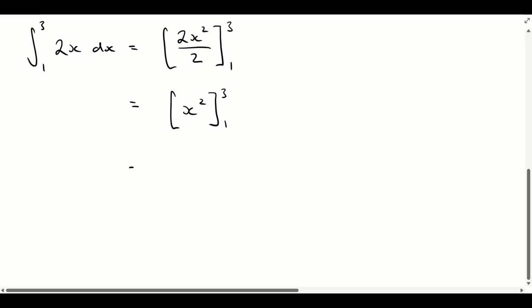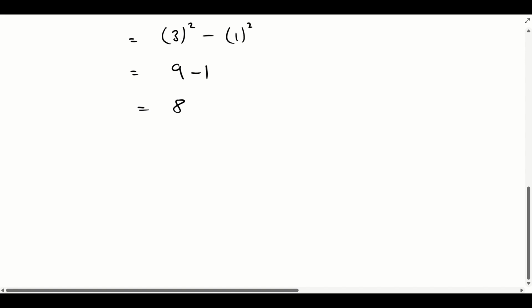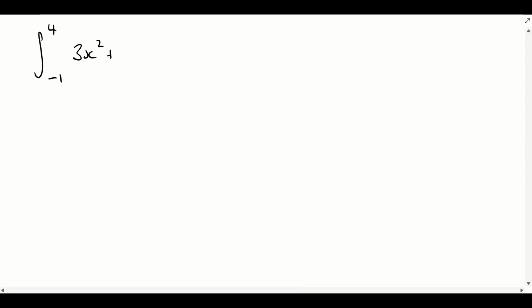Now, if I substitute my 3 in, so my upper bound first, I get 3 squared. And then I need to subtract my lower bound. When I put my lower bound in, I get 1 squared. So I just end up here with 9 minus 1, which is just 8. Another example, we'll just go through a few more. Let's integrate from minus 1 to 4, and we're going to do 3x squared plus 4x plus 1.